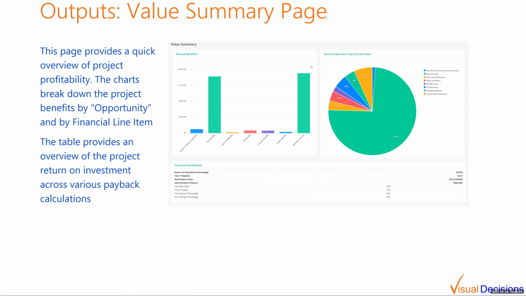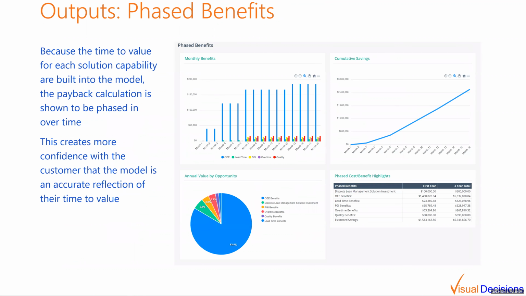What is the potential value that we're going to see in summary and so forth? What is the return on investment percentage? What's the year one payback? What's the net present value of the investment and so forth? And then, looking at that from a phased perspective so that we can see month one, month two, month three, how much of a return will we get very rapidly from this process.